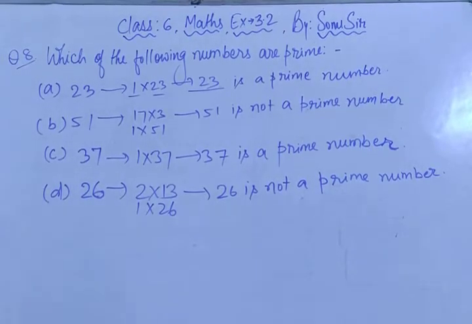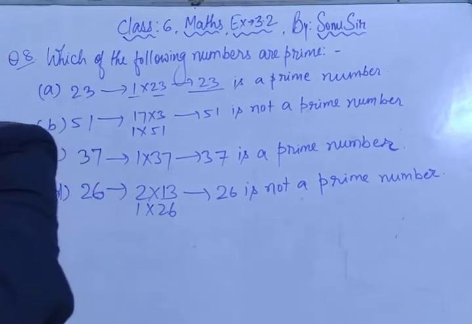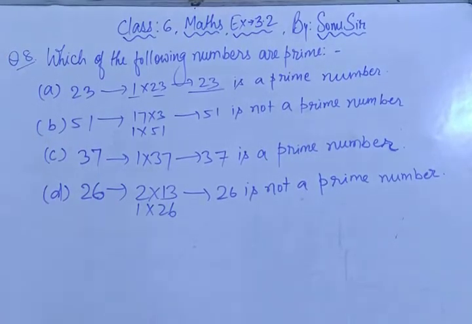Next question, question number 9. Write 7 consecutive composite numbers less than 100 so that there is no prime number. Means you have to write continuously 7 consecutive composite numbers which are less than 100, and there is no prime number. Continuously the numbers should come, with no prime number in between.